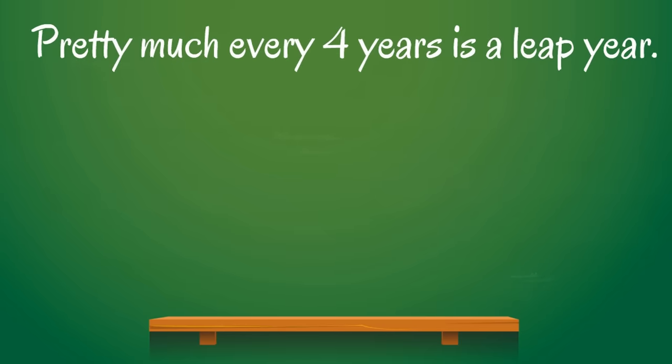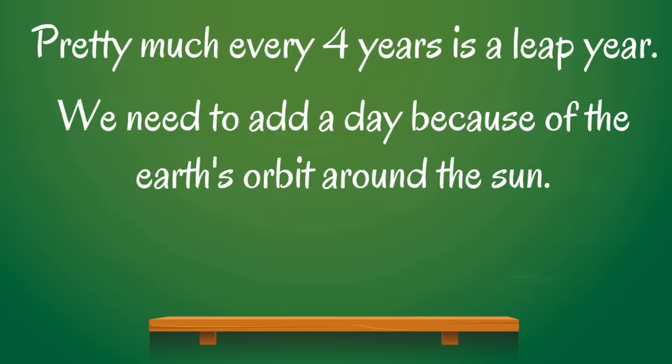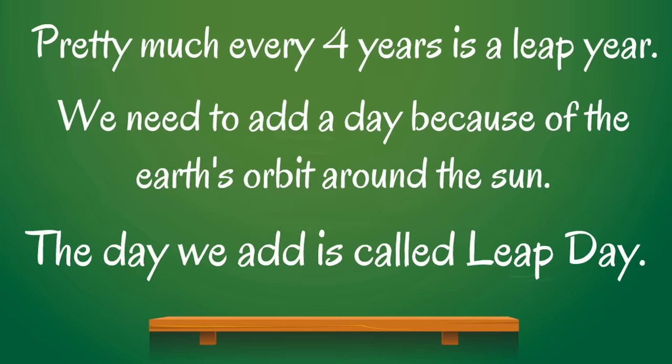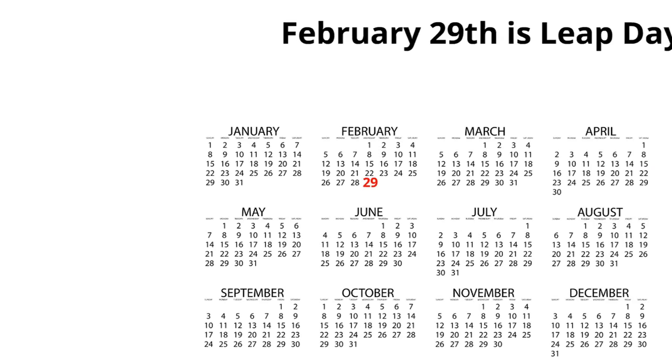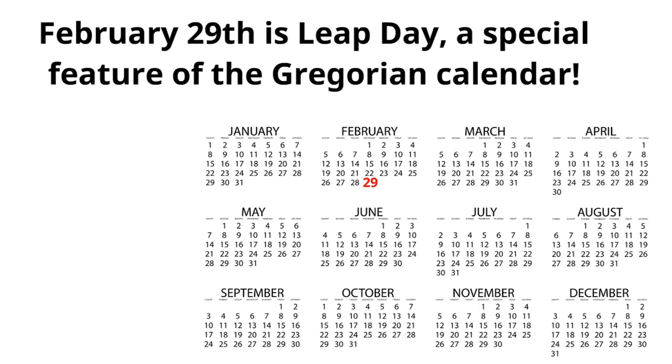Wow, we learned a lot. Pretty much every 4 years is a leap year. We need to add a day because of the Earth's orbit around the Sun. And the day we add is called leap day. Oh, and leap day is added to which month? Do you remember? Yes, February! February 29th is Leap Day, and it is a special feature of the Gregorian calendar. And it only happens on Leap Year.